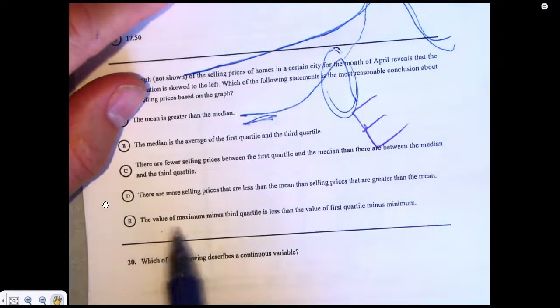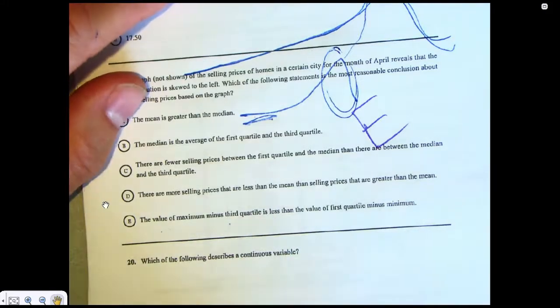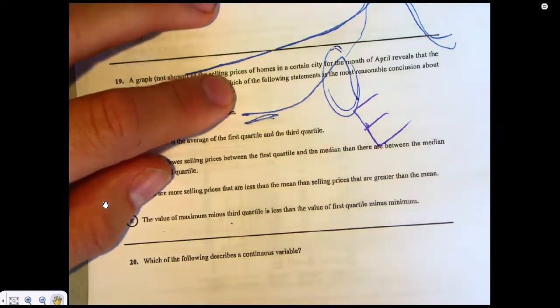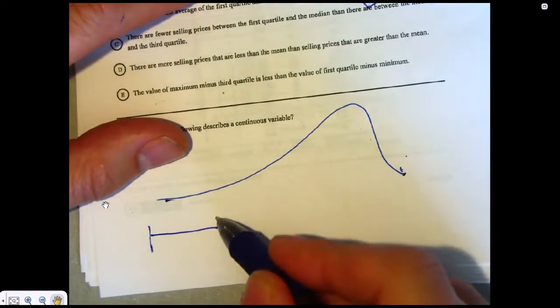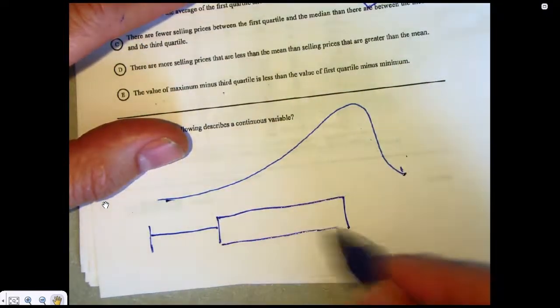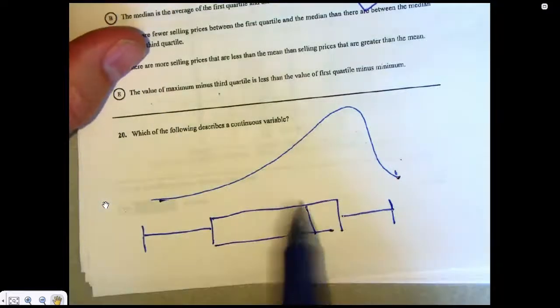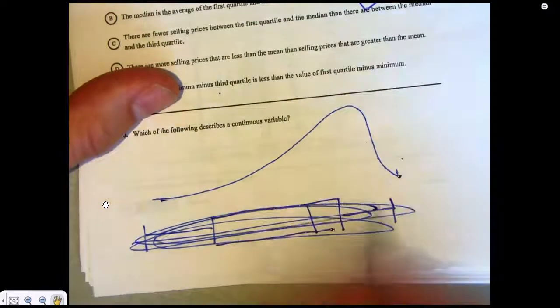Okay, so then if we know that it is skewed left, I look at E. E says the value of the max minus the third quartile is less than the value of the first quartile minus the min. Well, skewed left, and I should put this on the board too. If you're in a distribution curve, it looks like that. If you were in a box plot, it's going to look like that, with this side, I can do a little more extreme version. So it would be more like this.